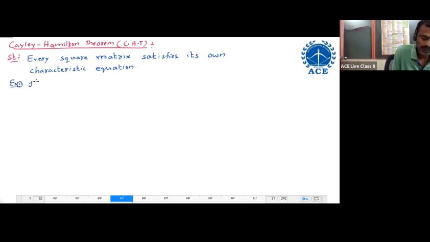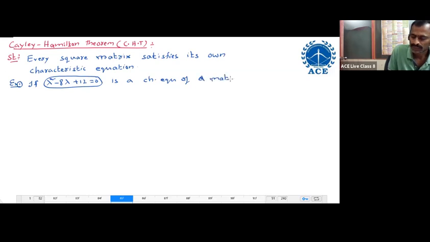Example, if lambda square minus 8 lambda plus 12 equal to 0 is a characteristic equation of a matrix A equal to [4, 2; 2, 4], then by Cayley-Hamilton theorem, according to the theorem, the matrix A has to satisfy this equation. Matrix A has to satisfy its characteristic equation.